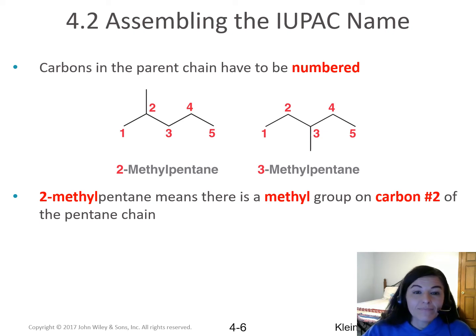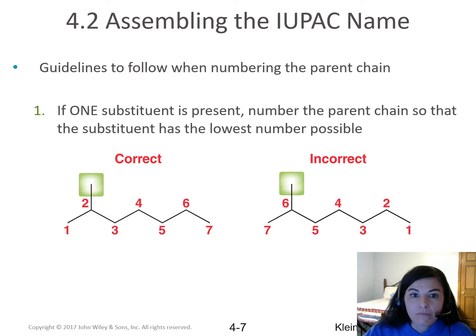All right, finally, carbons in the parent chain now have to be numbered. We figured out the parent chain, we figured out our substituents, now we have to actually number the parent chain to give our substituents location, okay? We number in such a way to give the substituents the lowest number possible. If one substituent is present, number the parent chain so the substituent just has the lowest number possible.